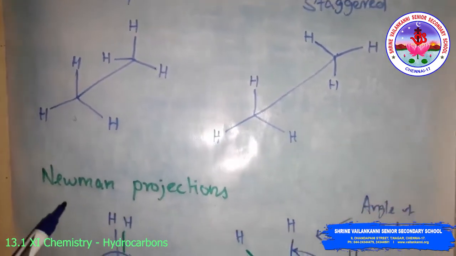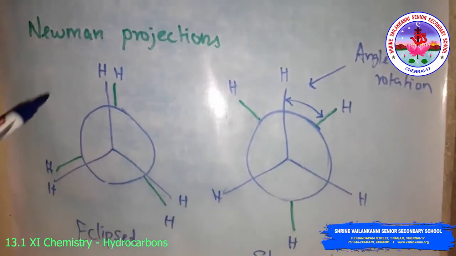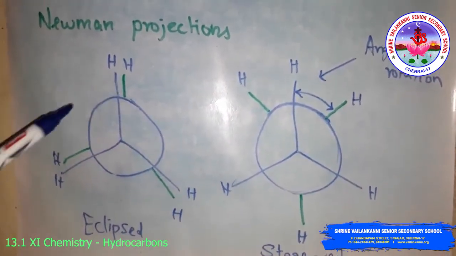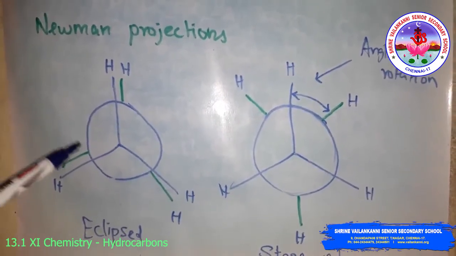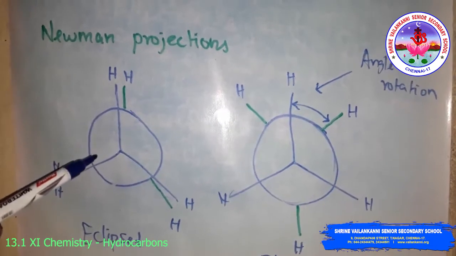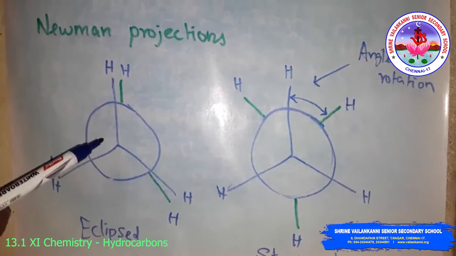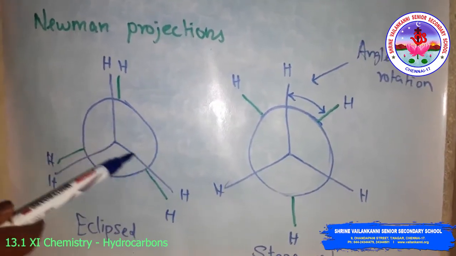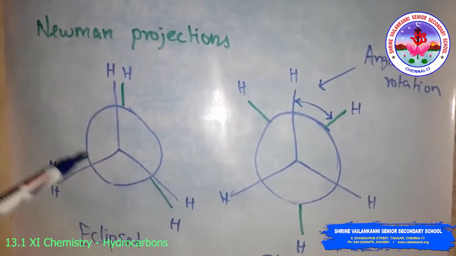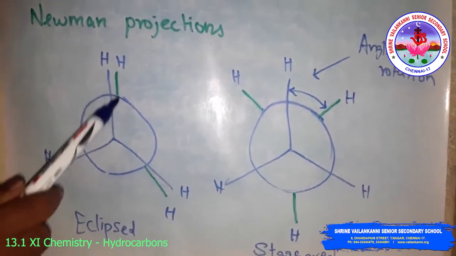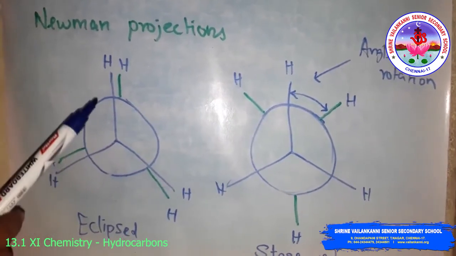Then the Newman projection. In this projection, the molecule is viewed along the carbon-carbon bond head-on. The carbon atom nearer to the eye is represented by a point. Three hydrogen atoms are attached to the front carbon, so three lines are drawn here, and the angle is 120 degrees to each other. Then this is the rear carbon, and these lines are connected to the rear carbon.